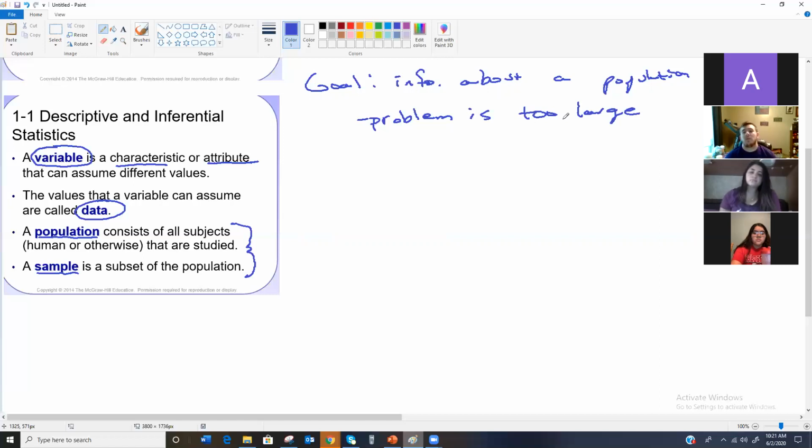Usually, in statistics, the population is too large to get the information from every single individual in that population. And again, a population doesn't have to be people. It could be sunflowers, it could be people, it could be cars, it could be anything that you're studying. So population doesn't necessarily mean something that's living. Okay. So what we do, since our goal is to find info about the population, is we take a sample.